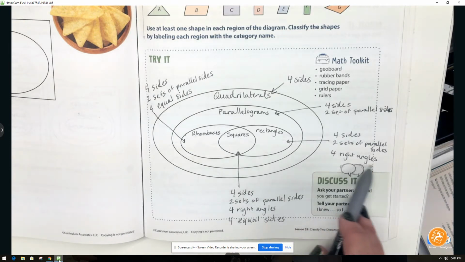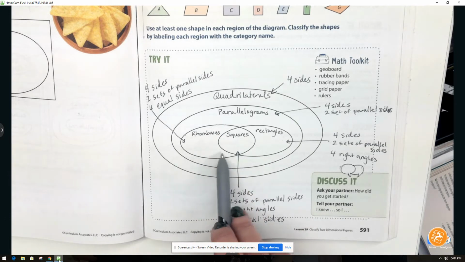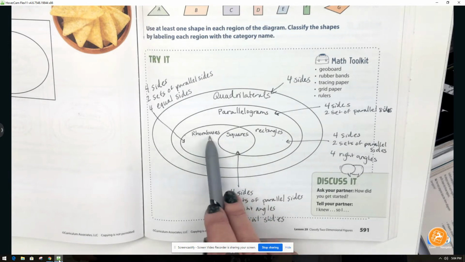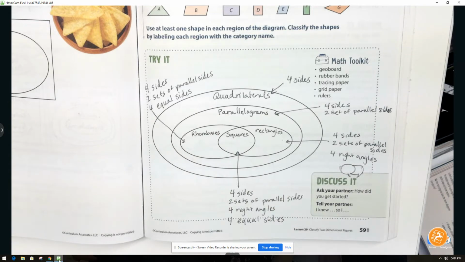That's right, they have 4 right angles. So that's why a rectangle could never be a rhombus. Where they do overlap is in a square. A rhombus can be a square, a rectangle can be a square.